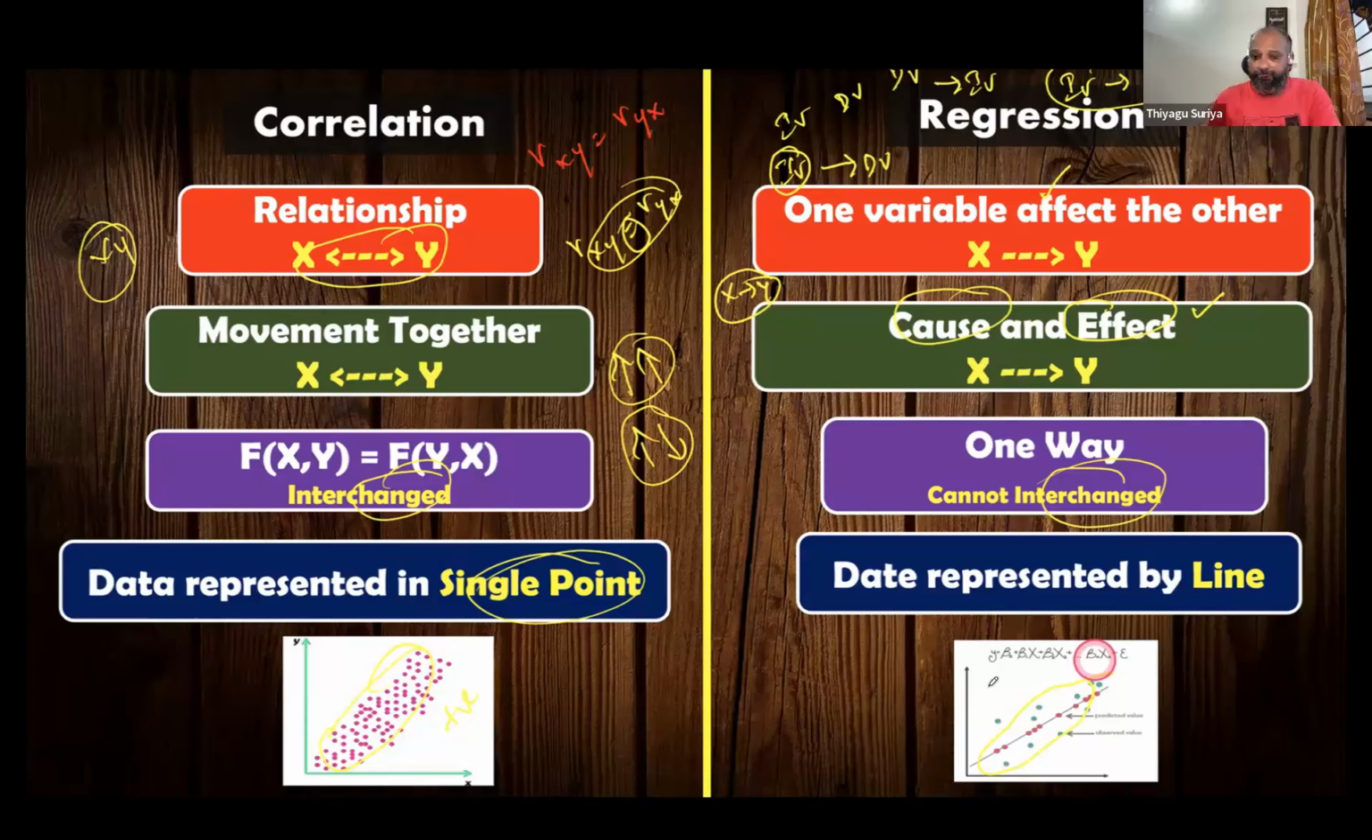One is cause and effect. The second one, we are going to find the regression equation. This is the way that correlation differs from regression. Any doubts about this? You must be familiar with this, because in correlation you can change x to y, y to x, no problem.